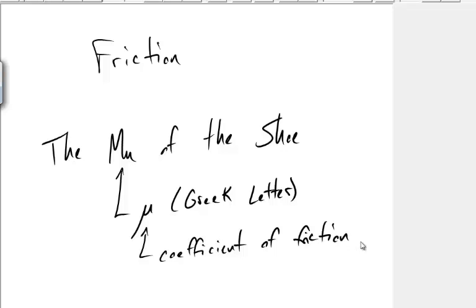So the mu of the shoe represents the coefficient of friction. This is just a number. It doesn't have any units. Really, it's a sticky factor. How sticky is the object? A large mu value means that the object has a lot of stickiness to the surface. So sandpaper would have a high coefficient of friction. Ice would not. It would have a very low coefficient of friction.